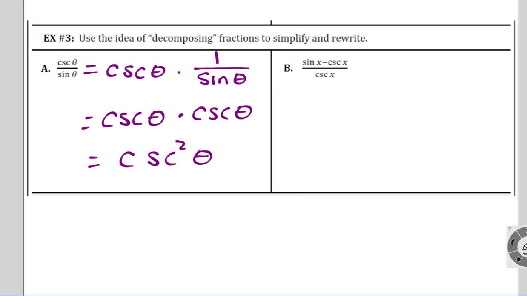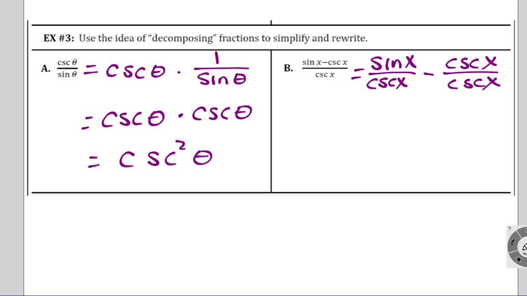I can't just cancel that one, but I can distribute, right? Okay, we have to distribute it. So this is equal to sine x over cosecant x minus cosecant x over cosecant x. Okay, now I can cancel those cosecants out, but we still have one applying to sine. Yes, Ellison. Okay. How?